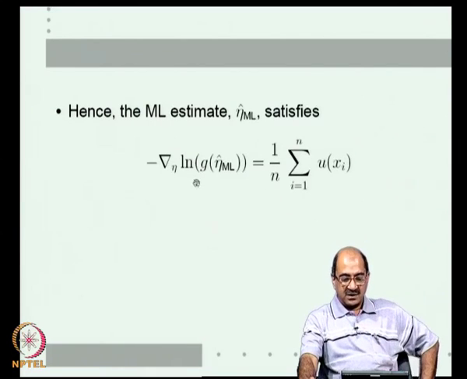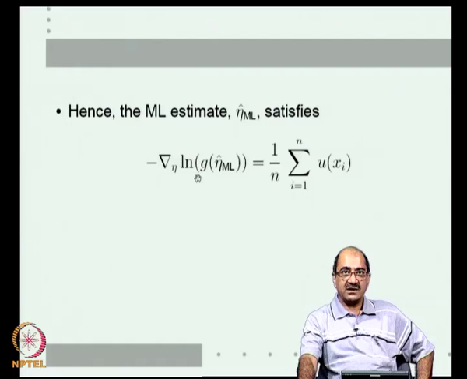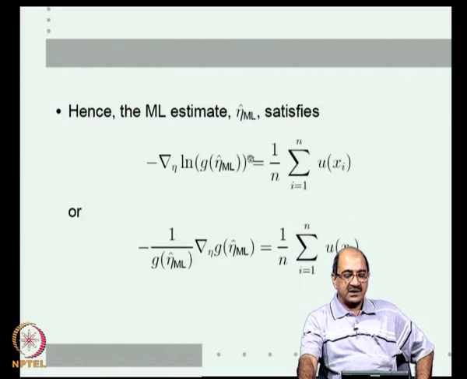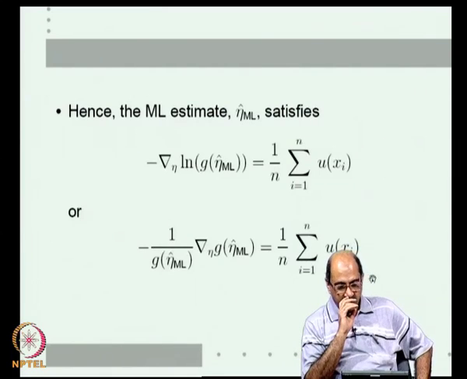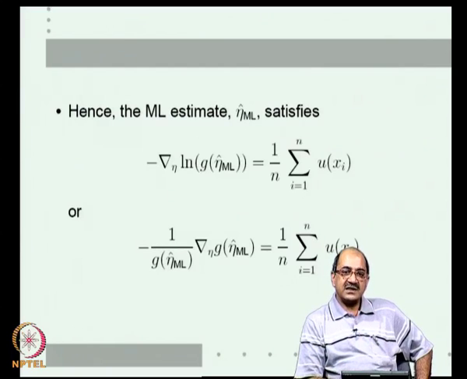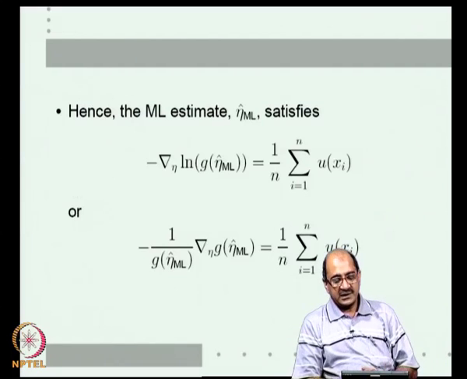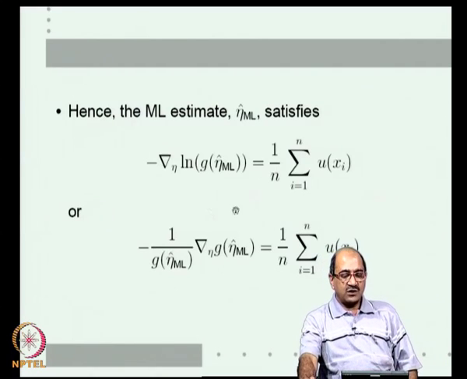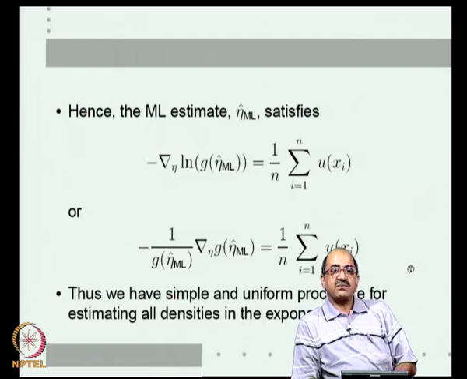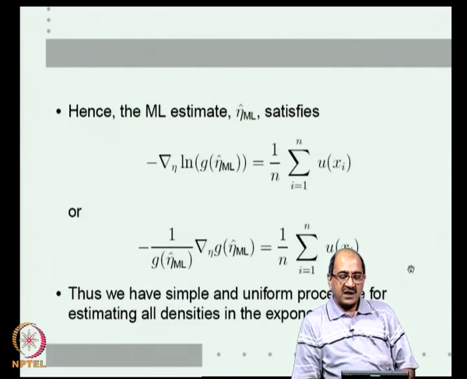Of course, I can simplify this gradient by differentiating once. So, that gives me minus 1 by g eta into gradient of g is equal to 1 by n summation u x I. So, if I have any density in the exponential form, then I will know the function g eta and the functions u x. So, then solving these for eta, okay, eta at ML, I would get the ML estimate, which means for all densities that belong to the exponential family, we have a simple and uniform procedure for estimating densities.